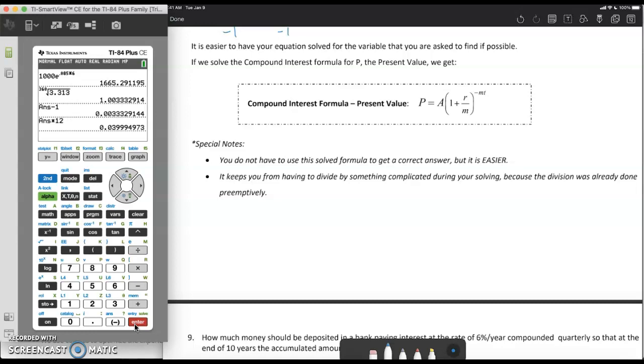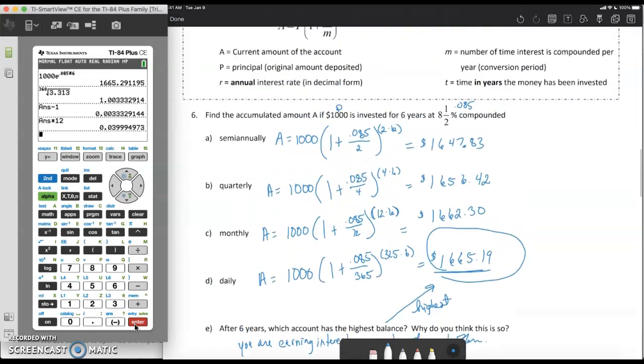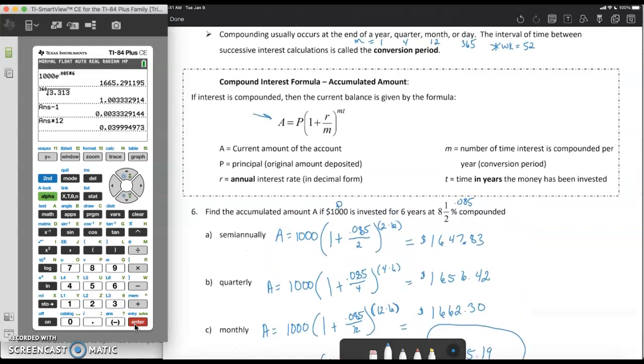It is easier to have your equation solved for whatever variable you are asked to find, if that's possible. So I'm providing you with formulas where so far we've had the formula set up as A equals. That's easier to use if I'm trying to find the accumulated amount. If I'm trying to find that future value, it's easier to do that if I can just plug everything in on the right-hand side and solve for A. So what if you're trying to find P? Well, there's nothing against, I'm going way back up here, using this formula, subbing in values here and over here, and then solving for P. There's nothing wrong with that.